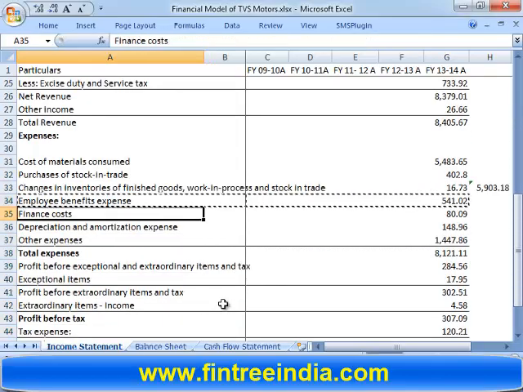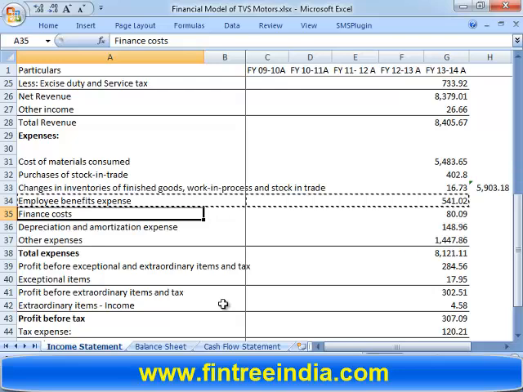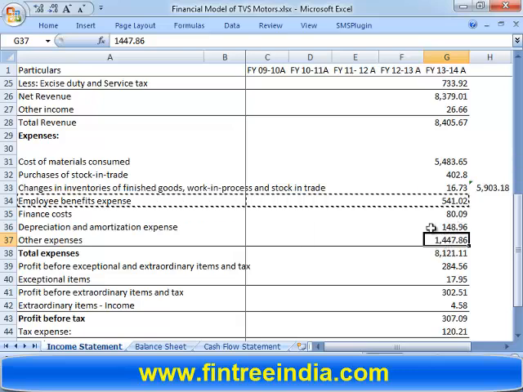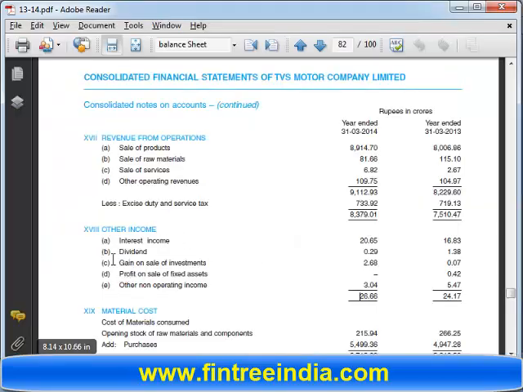Then we have finance cost, which we are not going to put as of now. Depreciation, which we are not going to put as of now. And other expenses, which is 1447. This is a big number and we cannot let it remain as other expense, because with other expense you do not know how to model it. So what we do with other expense now, we'll go to that schedule.